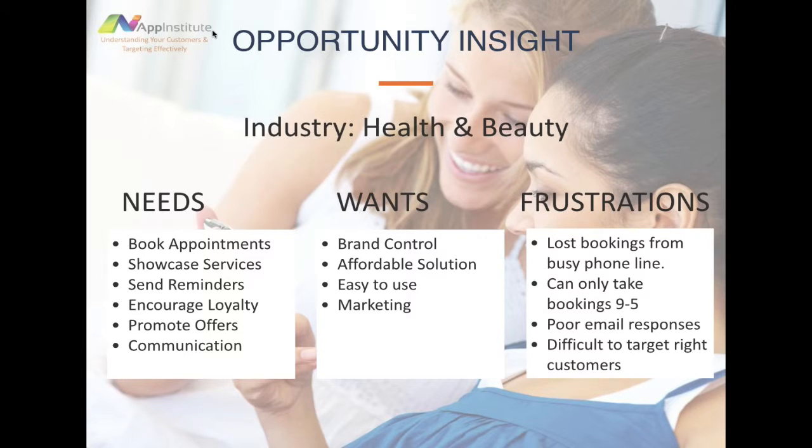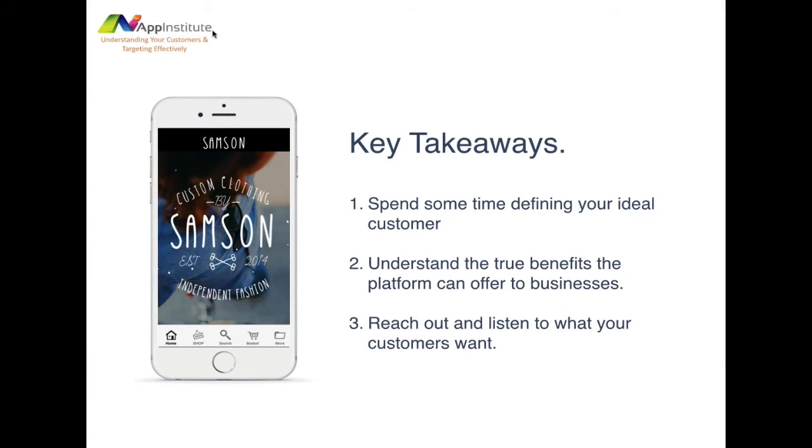Frustrations might include lost bookings from phone lines. They can only take bookings from 9 to 5 when someone's in. They might have a poor response from any email marketing that they've sent out, and they might find it difficult to target the right customer. So these are the sort of things you need to think about when you're composing an offer or composing an email or looking to offer a benefit. You need to really understand, firstly, what they need, what they want, and their frustrations. This should help you in quite a few ways, actually, to what business wants.